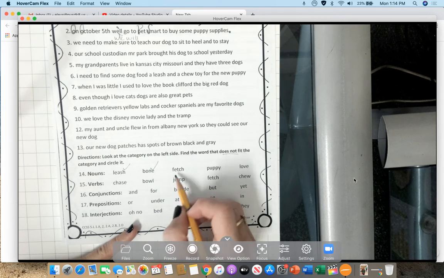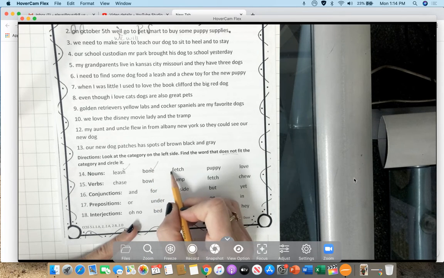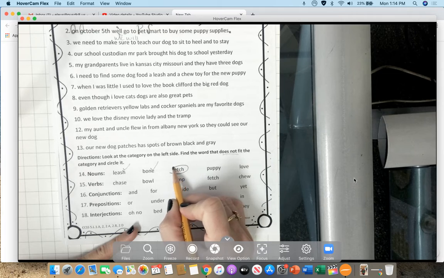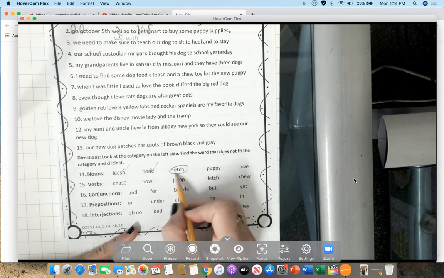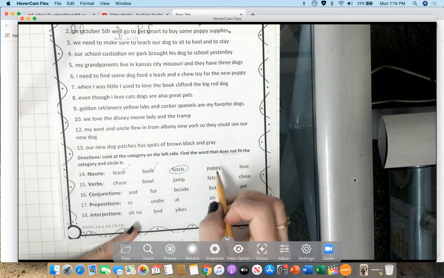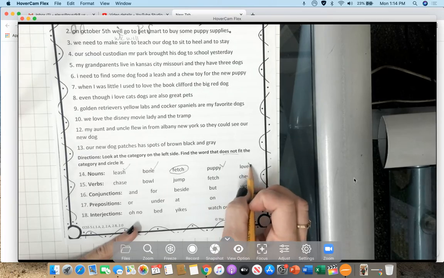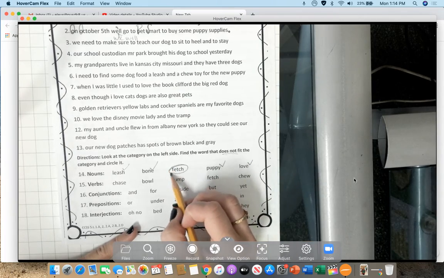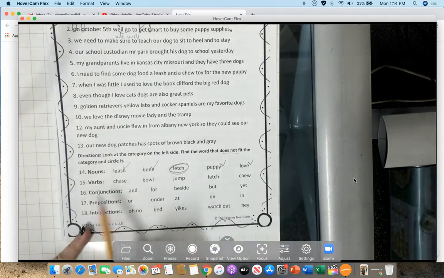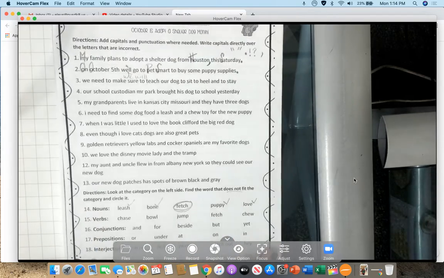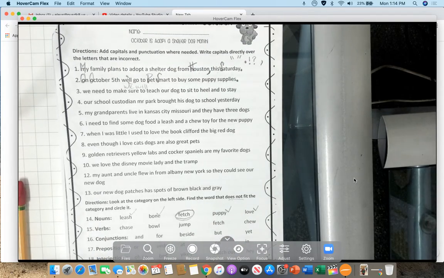That's a noun. Fetch, that is a verb. If I said the dog went to go fetch his ball, that's a verb, that's an action. Puppy is a noun, love is a noun. So there we go. Fetch was the one that didn't belong. All right, you guys, do 15 through 18, and that is all you're doing today. I will talk to you later.